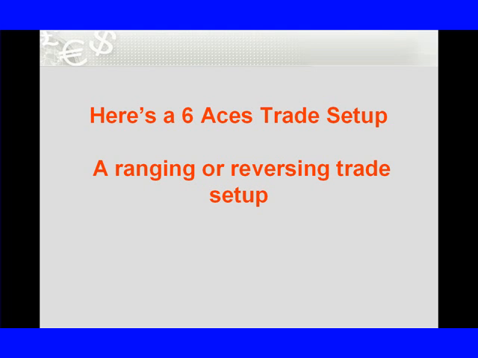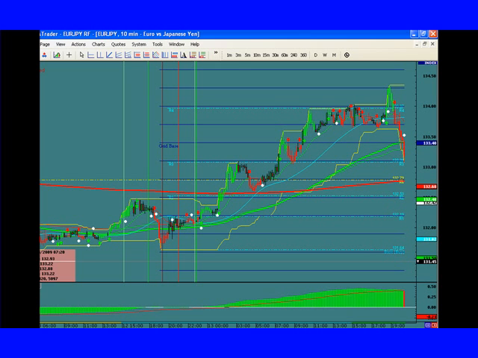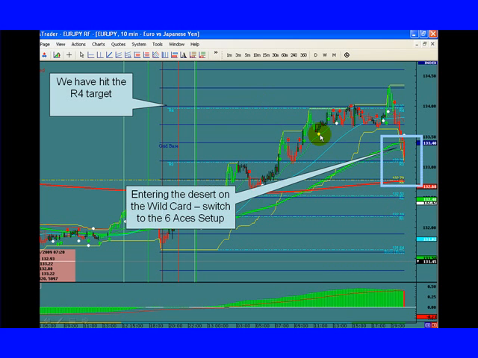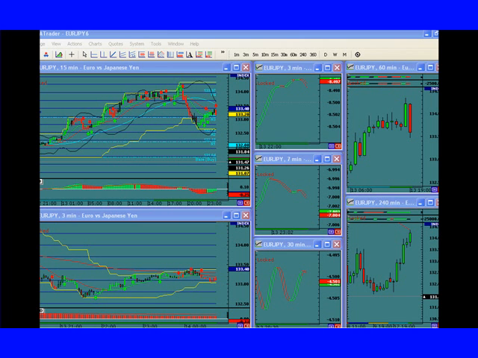Here's a 6 aces trade setup. Now, 6 aces is a ranging or a reversing trade setup. It's when you're in the desert. All right. So let's take a look at this chart. You can see that we have hit the R4 target, okay, a place of reversal. We can look over here and we can see that, yes, the candles are moving into the desert, the space between these two moving averages. So since we have a separate trade setup for that, we immediately switch to the 6 aces trade setup.